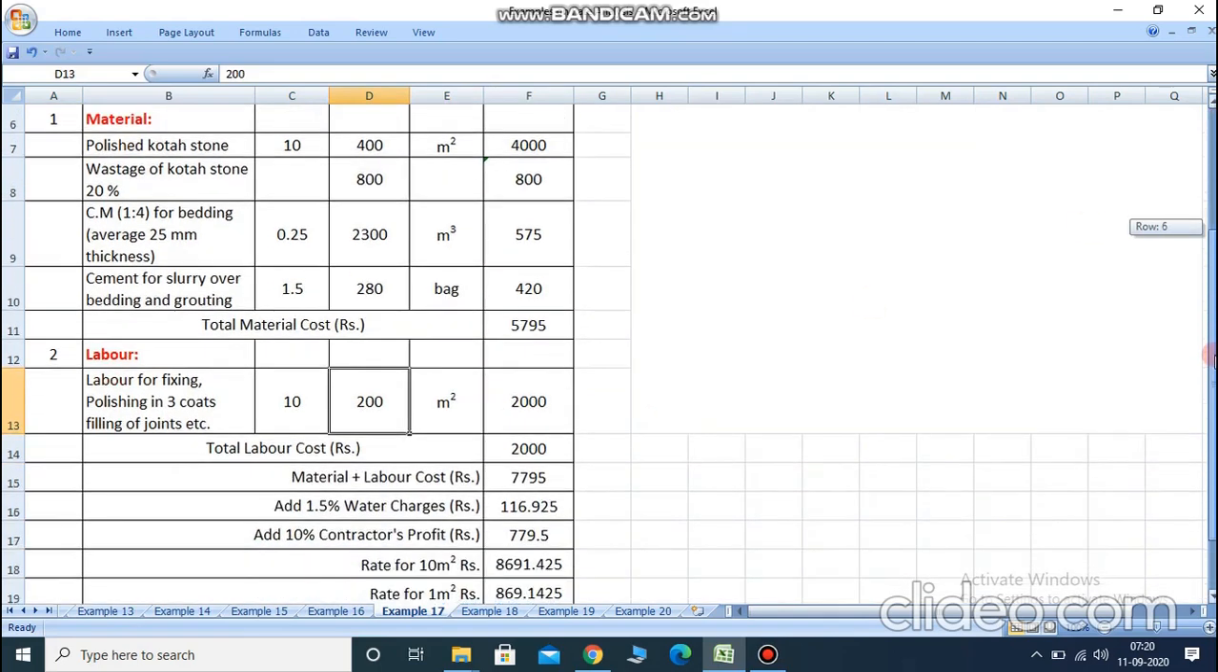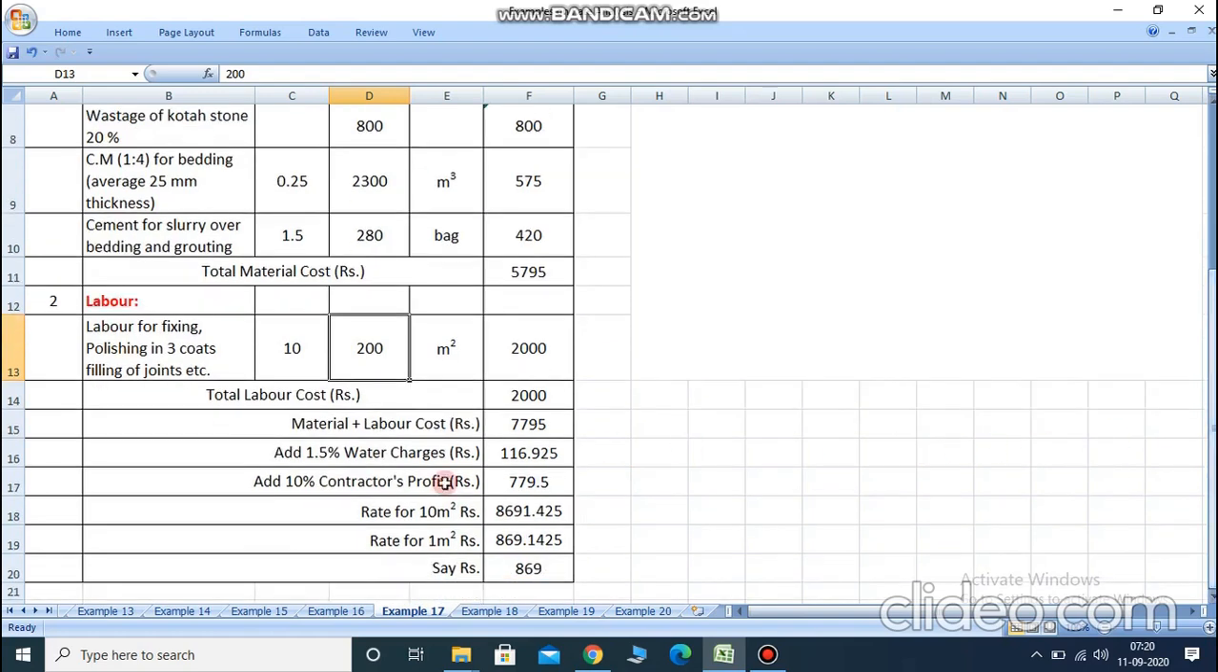Now summation of the material cost 5795 plus 2000, we got the answer 7795, and we include the 1.5% water charges. So 7795 multiplied by 1.5%, so we got the answer 116.995. Now we add a 10% contractor profit. So 7795 multiplied by 10%, so we got the answer 779.5.